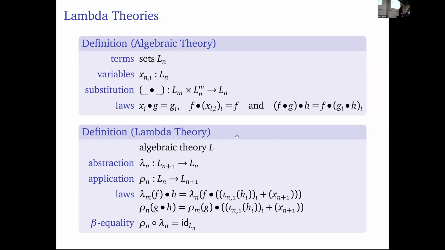And then what is a lambda theory? A lambda theory is an algebraic theory that in addition has abstraction. So a family of functions lambda n from L(n+1) to L(n). This is a construction binding a variable. Application is a construction, say, freeing a variable going from L(n) to L(n+1), satisfying some laws that are not particularly important now, and importantly, beta equality. So we want that if we first do lambda abstraction and then application, that is the identity on L(n).